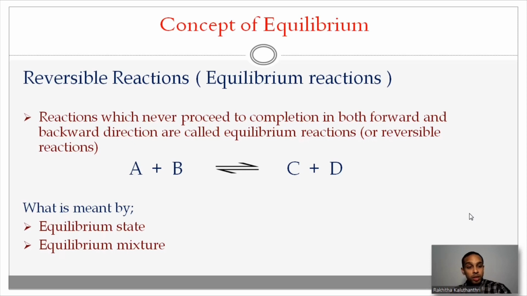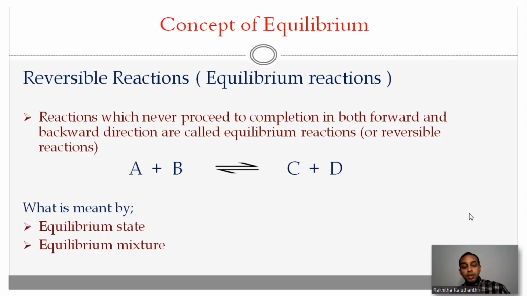This kind of reaction will never go to completion. They will always, at one point, have the same speed of converting from A and B to C and D, and the same speed when it comes to converting C and D to A and B. So when the rates at which the reactants and products convert into each other become equal, we say an equilibrium state has been achieved.